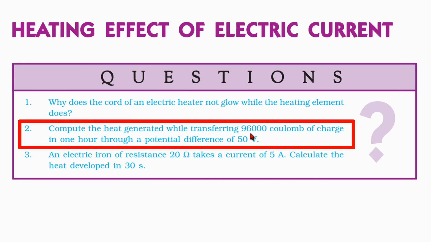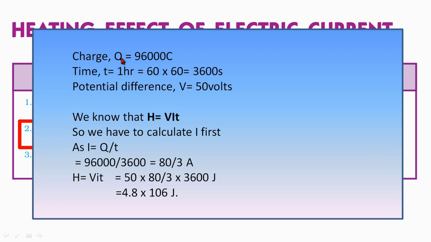Compute the heat generated while transferring 96,000 coulombs of charge in 1 hour through a potential difference of 50 volt. It's a simple question. You just need to put the values into the equation. So heat generated is equal to VIT.